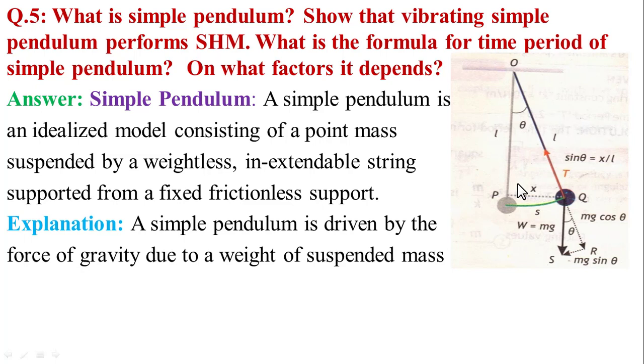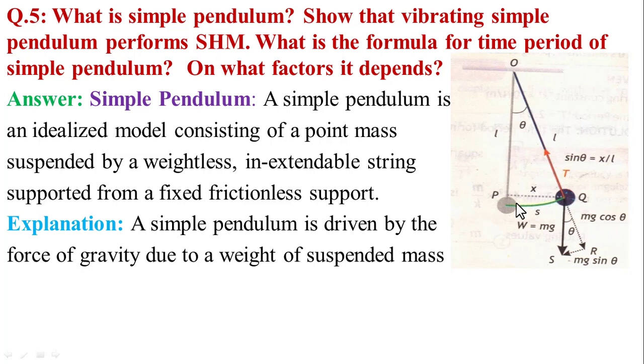Here we can see that L is the length of the string, and P is the point that has a mass M that moves from P to Q along a circular path. The distance is S. The body is moved toward the mean position due to the restoring force, and the perpendicular distance from the mean position to the extreme position is called the displacement, denoted by x.